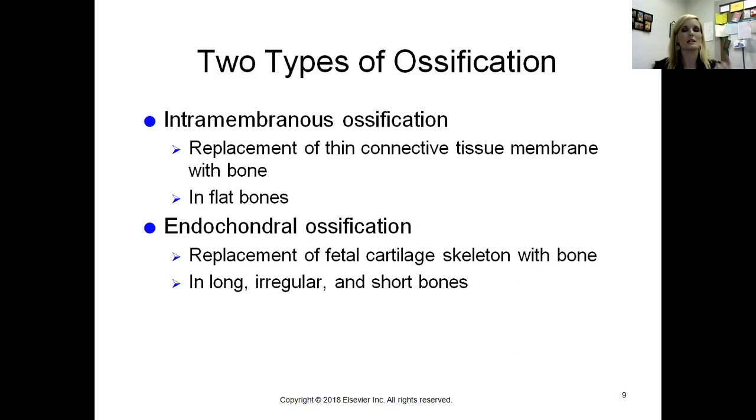So there's where the term intramembranous comes from. And I'll show you a picture on the next slide to help you remember that intramembranous ossification only takes place in one area of the body. Whereas endochondral ossification takes place everywhere else: in long bones, irregular bones, short bones. This is the replacement of that fetal cartilage skeleton within the bone.